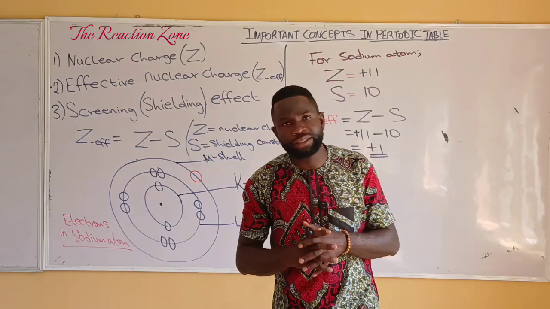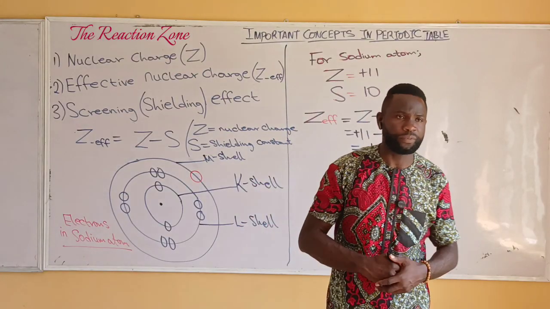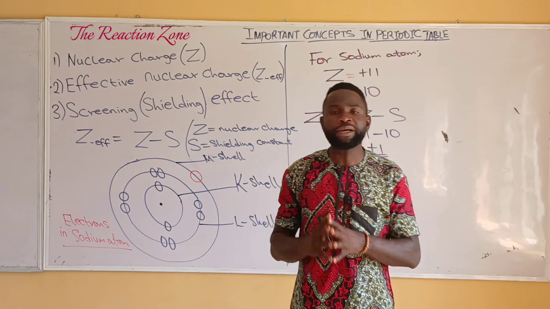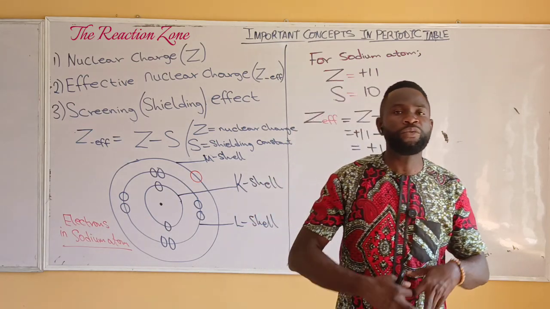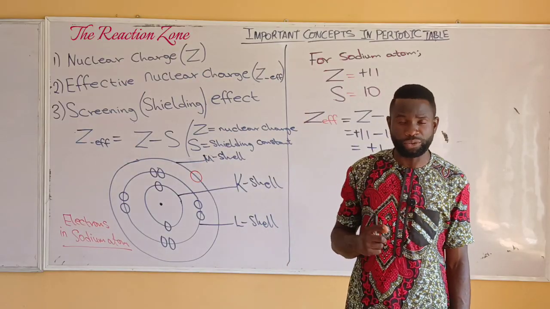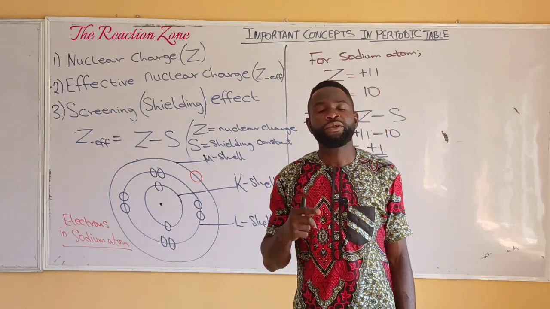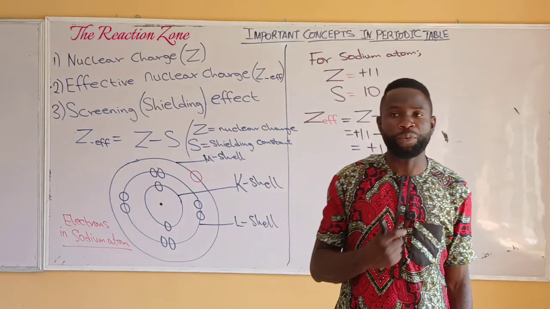The nuclear charge is the total positive charge in the nucleus of an atom, and the magnitude of the nuclear charge depends on the number of protons in the nucleus of an atom. The nuclear charge is positive because protons are positively charged.